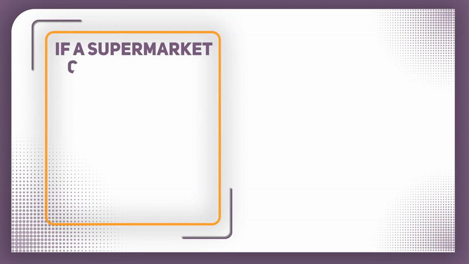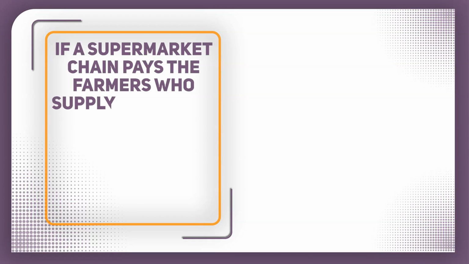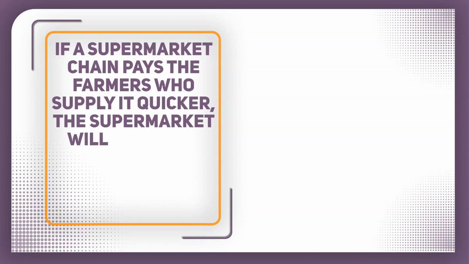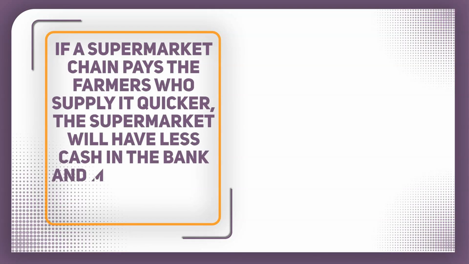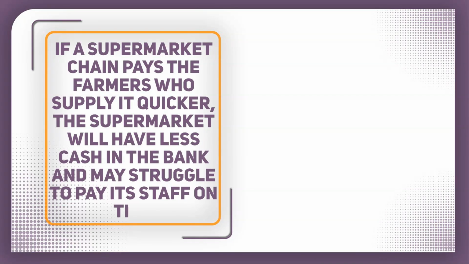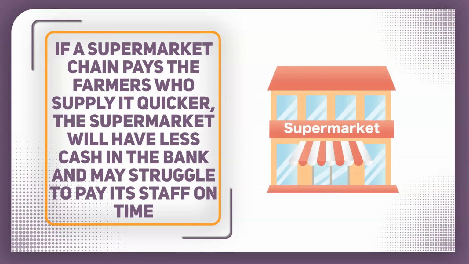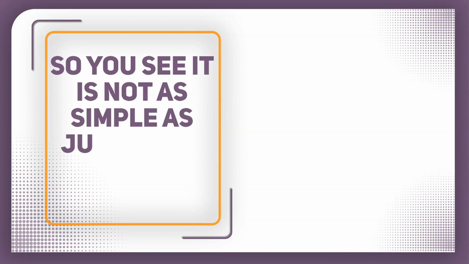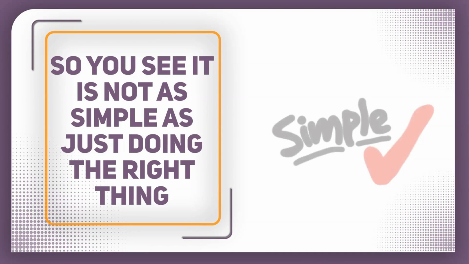And finally, if a supermarket chain pays the farmers who supply it quicker, the supermarket will have less cash in the bank, and may struggle to pay its staff on time due to cash flow issues. If staff don't get paid, it's not going to really motivate them. Unmotivated staff can lead to big problems and again, potential failure. So you see, it's not as simple as just doing the right thing.